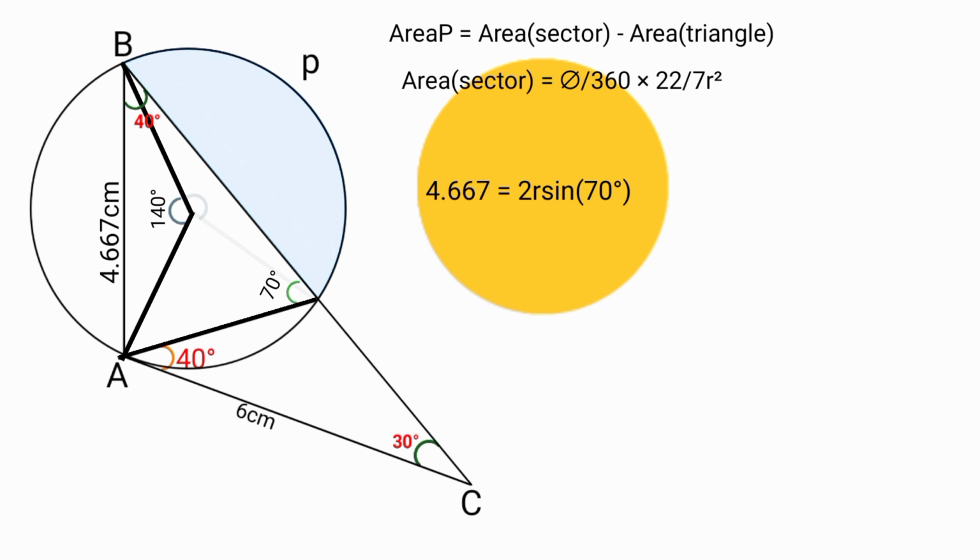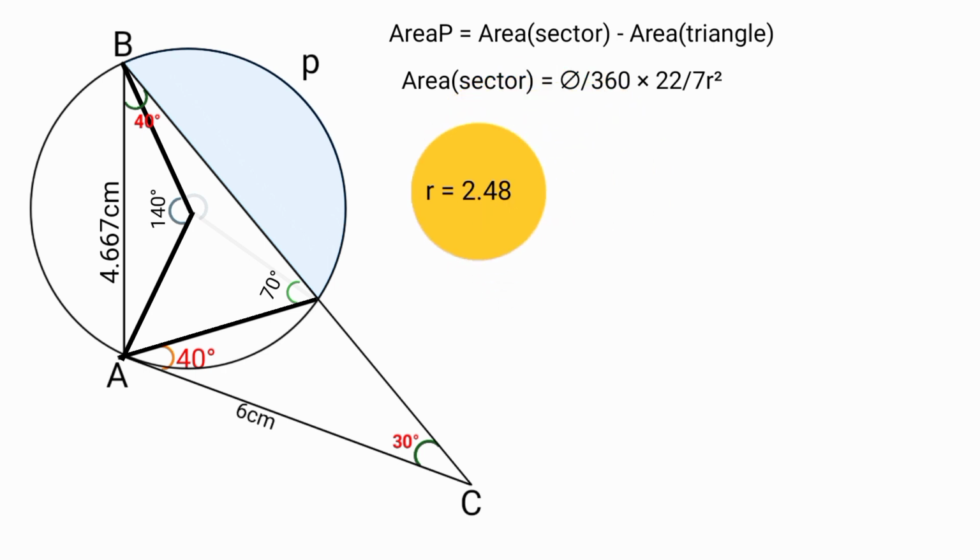So now 4.667 equals 2r sine 70 degrees. Making r the subject, we divide both sides by 2 sine 70 degrees. Now r equals 4.667 over 2 sine 70 degrees, which equals 2.48. So r equals 2.48 centimeters.